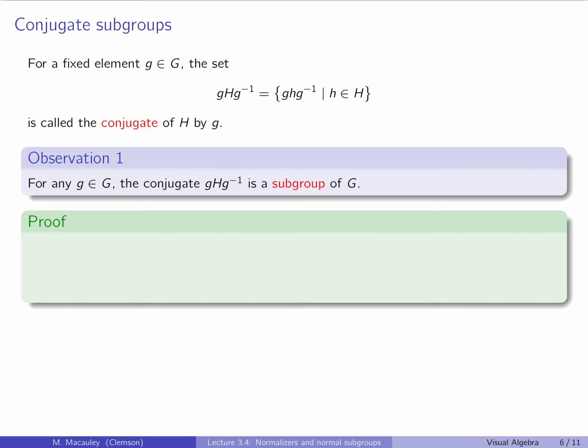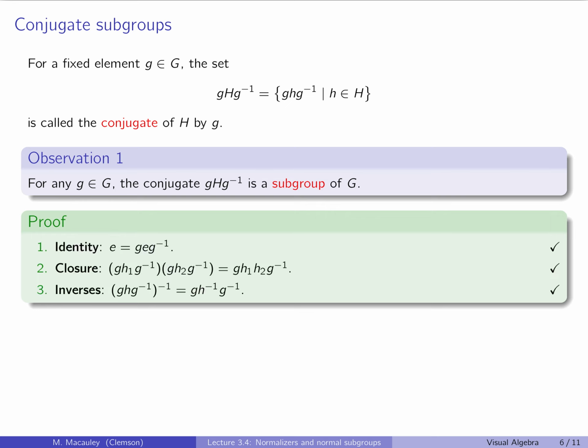Let's make several observations. First of all, for any element G, the conjugate of a subgroup by G is also a subgroup of G. How do we prove that? Well, it's just straightforward. The identity E can be written as something in here. It's just G times the identity element times G inverse. Remember, every element in here has that form.